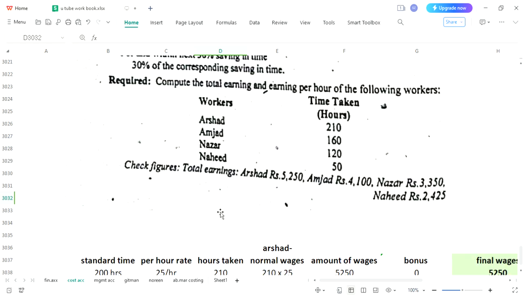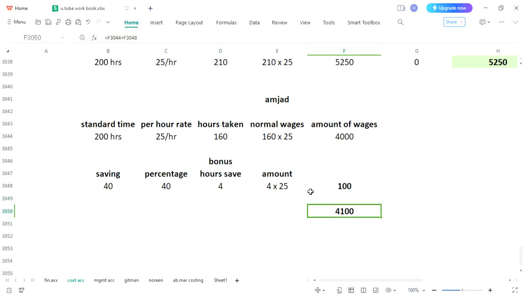Let's go back to the question. Amjad's amount is 4500 and our answer is also 4100. So it's a humble request, just repeat it, try to understand what we have done. First answer was 5250, second answer is 4100. What have we done? 200 hours standard time, 160 hours he had taken. Simple hours worked multiplied by per hour 25 gives the total amount of wages. And how have we calculated the bonus? Since he had saved 40 hours.